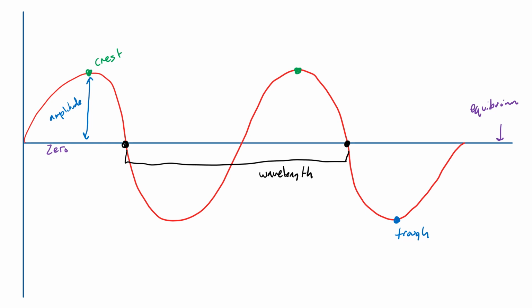We could go from this trough to the other trough. That would be a full wavelength. Any one full cycle of any point, we call them points that are in phase with each other, represents one full wave, and the distance will be one wavelength.